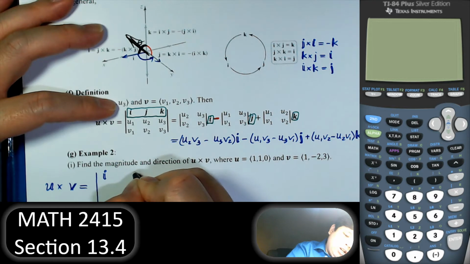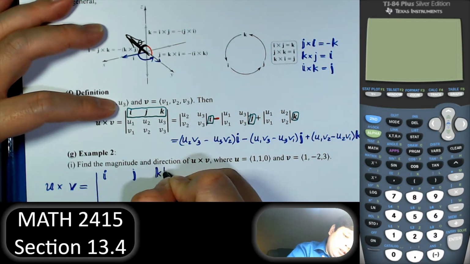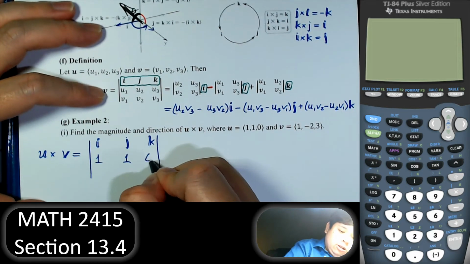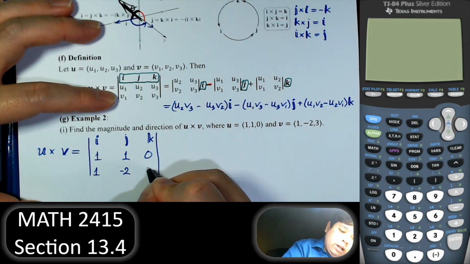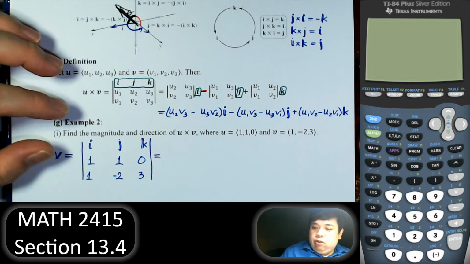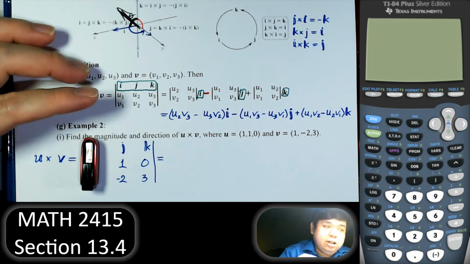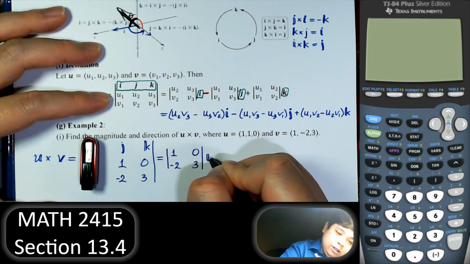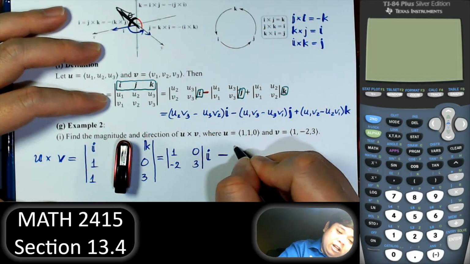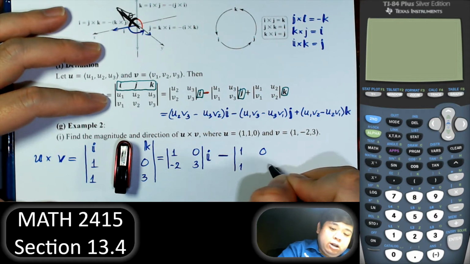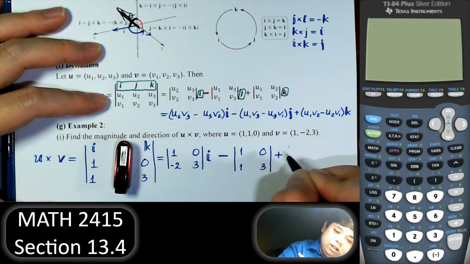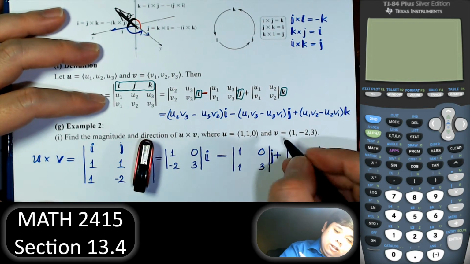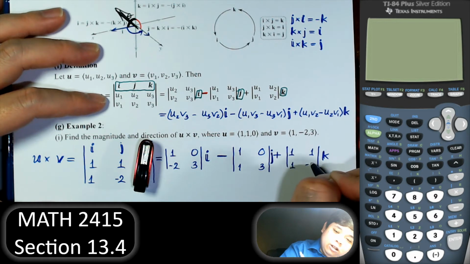The first row is the i, j, k components. The first vector is u: 1, 1, and 0. The second vector is v: 1, -2, and 3. First we cover the i column. We have 1, 0, -2, and 3. Then remember for j it is negative. We have 1, 0, 1, and 3. Then back to plus, and for k, 1, 1, 1, -2.